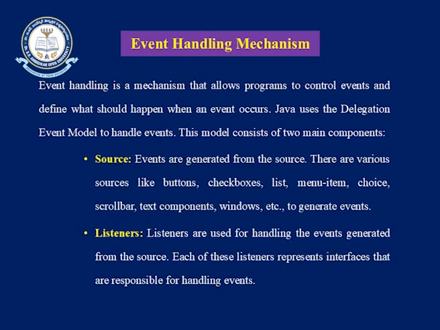This model consists of two main components: the source and listeners. What is the purpose of the source and what is the purpose of the listeners? Events are generated from the source. There are various sources like buttons, checkboxes, lists, menu items, choices, scroll bars, text components, windows, etc., that generate the event.